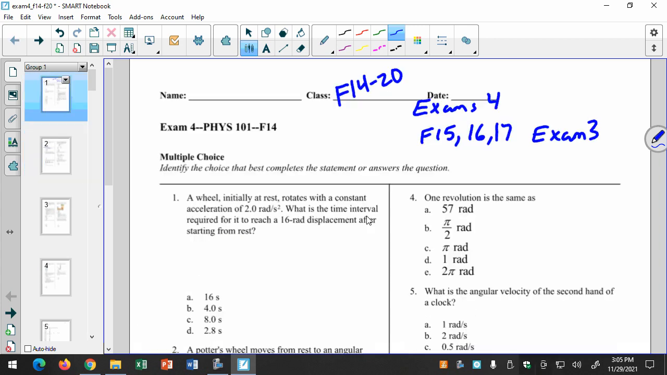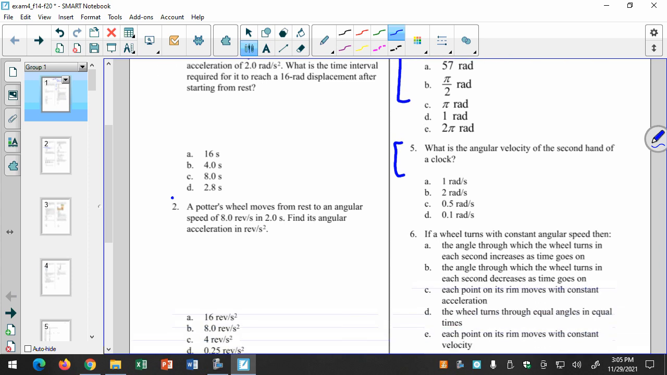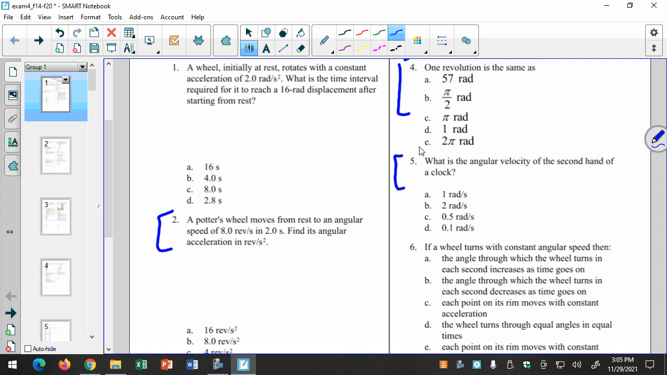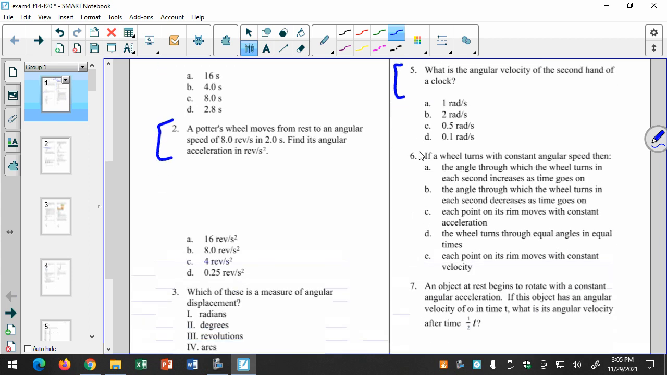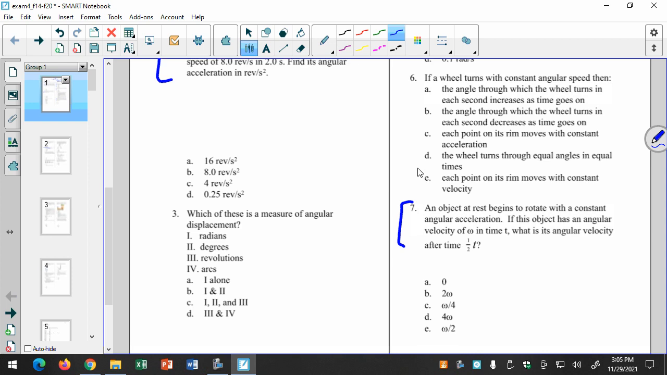This is a good example of what you'll see in your quiz. There'll be a conversion like number 4, calculating the angular velocity of some object. In this case, it's a clock. Some kinematics questions like number 2, another kinematics question like number 1. You'll probably have a couple kinematics questions. Yeah, this looks a lot like your quiz. Some different conceptual things. This is straight from the concept test for Chapter 7. If you want to study that, you can too.